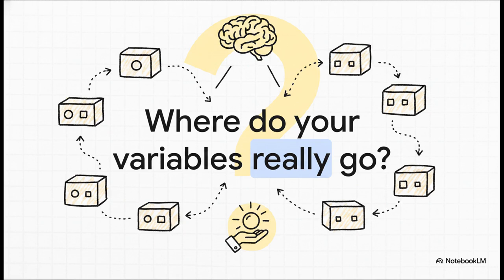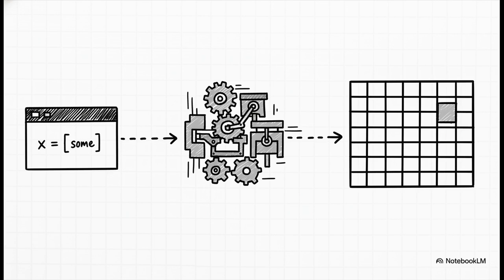I mean, think about it. We create variables all the time, right? But where do they physically live? What's the system that gives them a home inside the computer's memory so our program can actually find them again later? You see a simple line of code like this one.